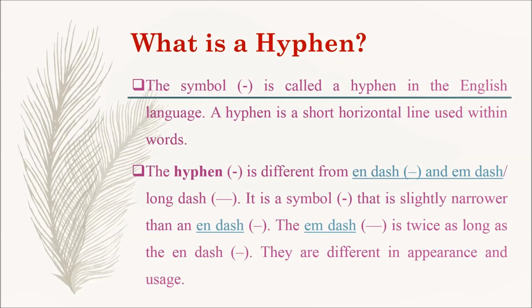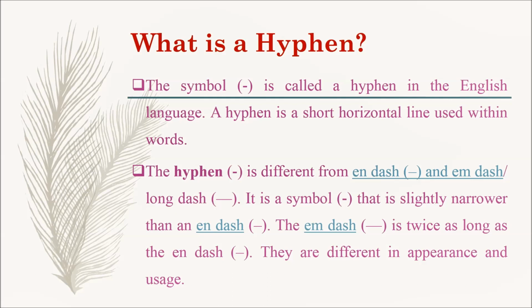First, let's see what is a hyphen. The symbol is called a hyphen. Here we can see the hyphen symbol. So, this symbol is called a hyphen in the English language. A hyphen is a short horizontal line used within words.